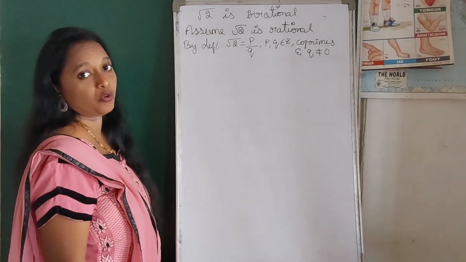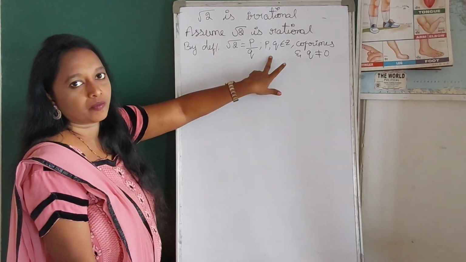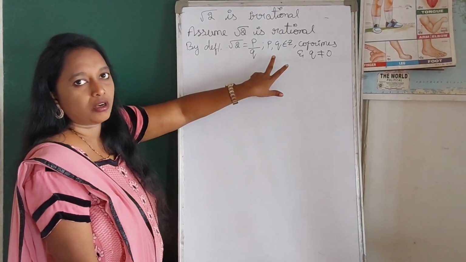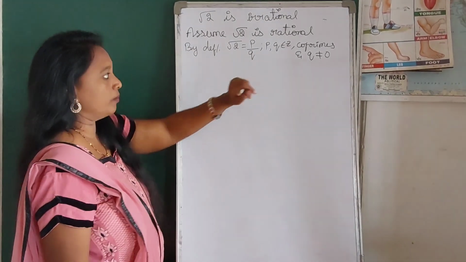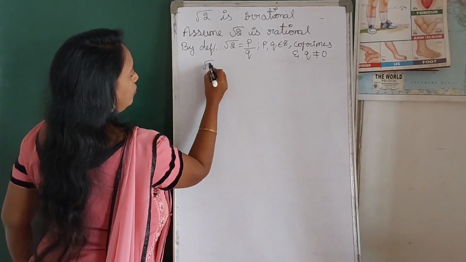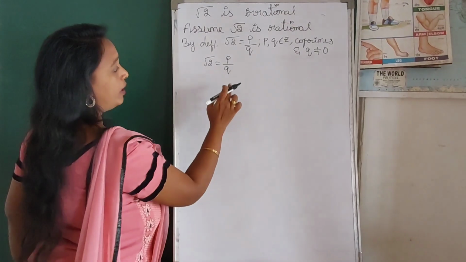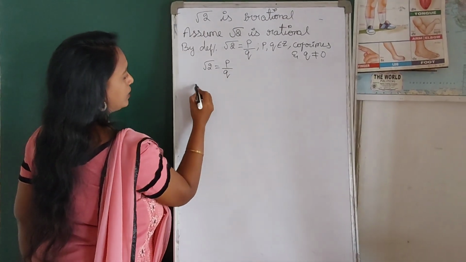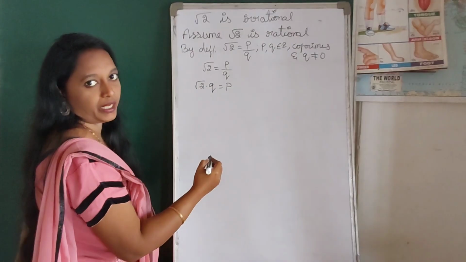Keep it in mind, we are going to bring a contradiction to this assumption. Okay. Now we have root 2 is equal to p by q. Now we are bringing this q to LHS. Then it becomes root 2 into q is equal to p.